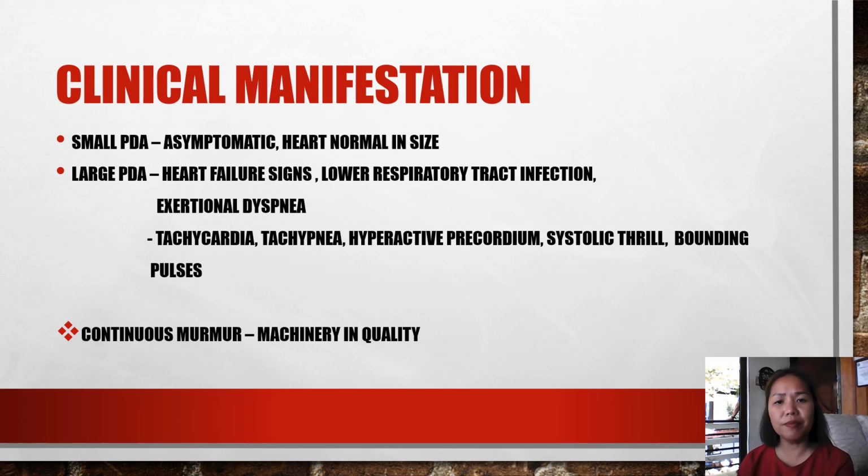Patients are usually asymptomatic when the ductus is small. Those with large PDA have heart failure signs such as intermittent feeding, recurrent pneumonia, exertional dyspnea, and failure to thrive. On physical exam, there is a continuous machinery murmur with bounding pulses.